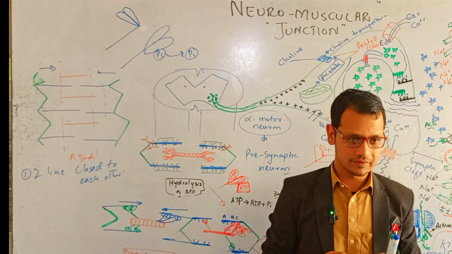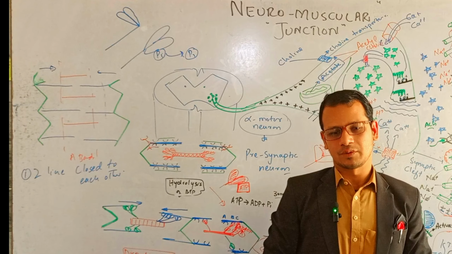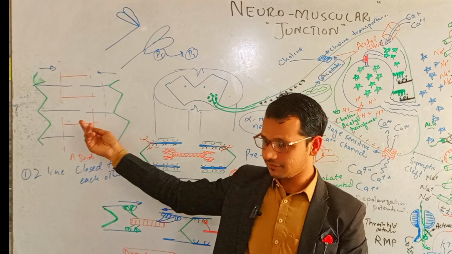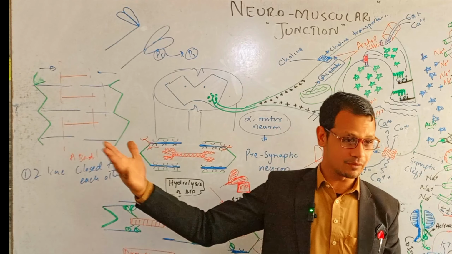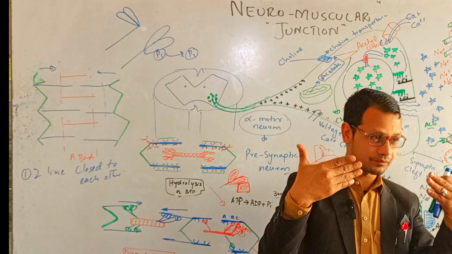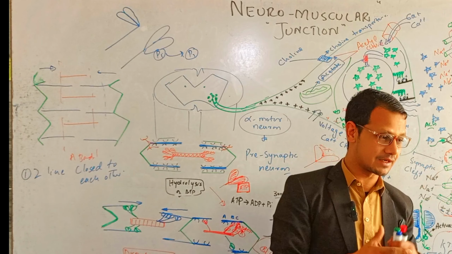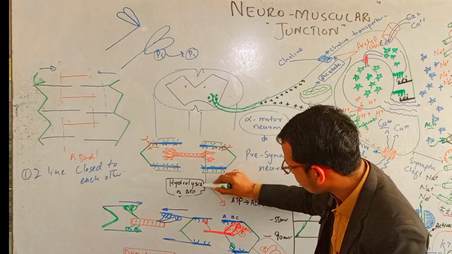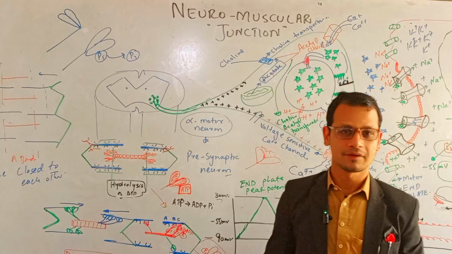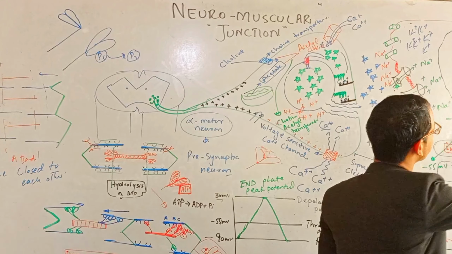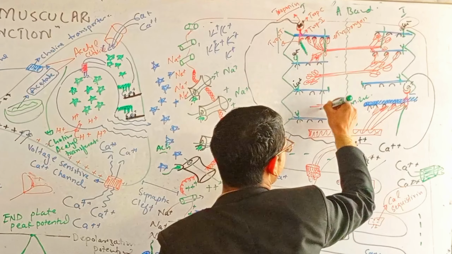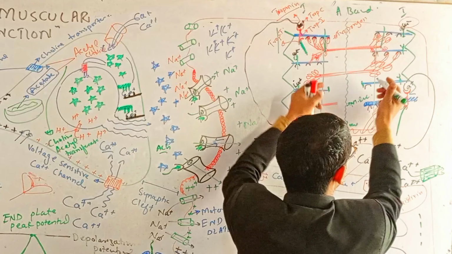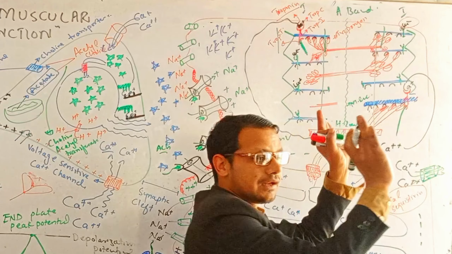Am I right? No. Why? Because these myosins are in their places. The A band will remain the same. The A band is not affected in contraction. This is the A band. From each side it will contract, but the A band will remain the same.